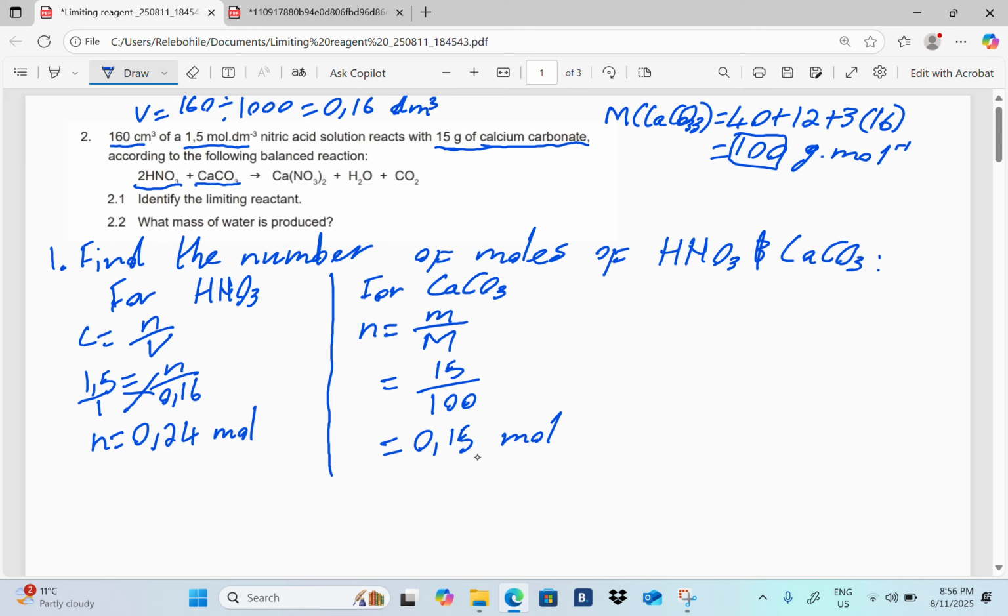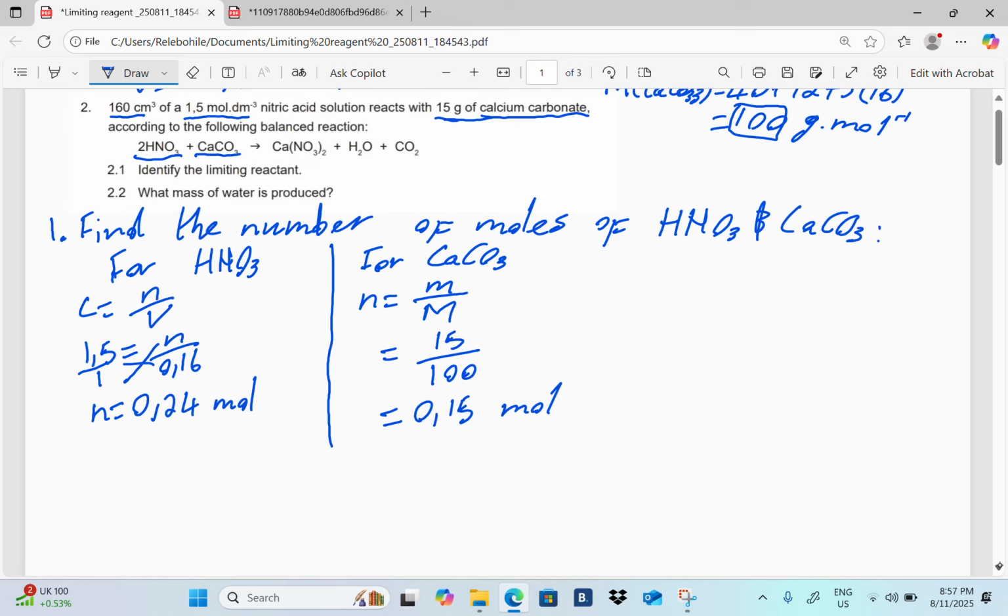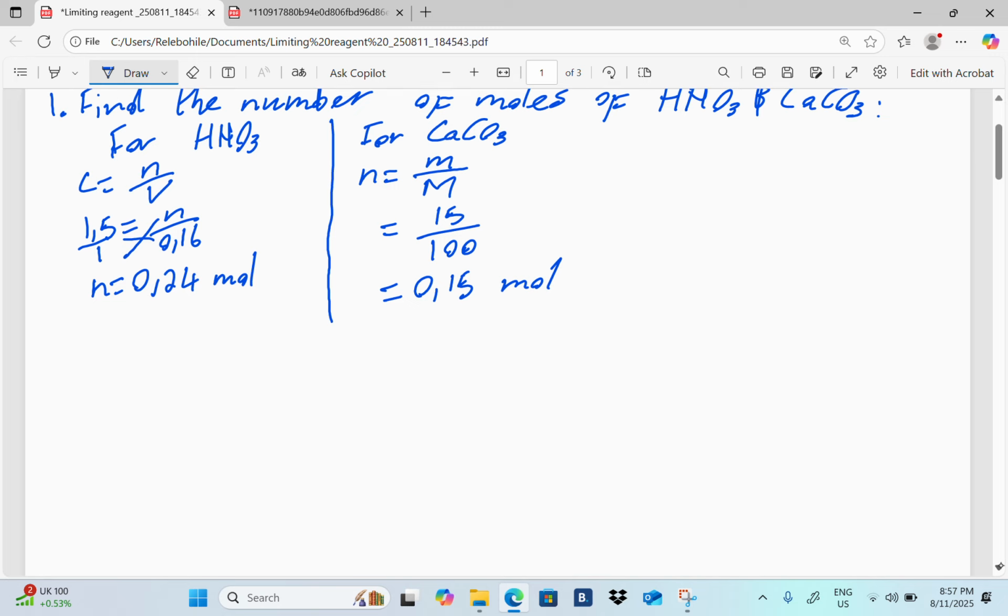What is going to be my second step? Well, my second step will be to use ratios. And what am I going to use ratios for? I will use ratios to find the number of moles of these two substances that I need to end up forming my product. So that's what I'm going to do now.